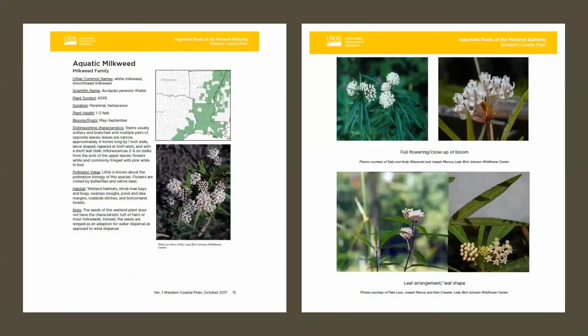Then, most of the document is species accounts like this one, 2 pages for each species. So you see on the left, we're featuring aquatic milkweed, a range map, a photo, lots of text, and on the right, many more, 4 more photos of aquatic milkweed to help you identify the plant. So this Important Plants Guide, I think, is a useful tool to take out in the field to identify good plants for monarchs. And it features about 50 or 60 species.